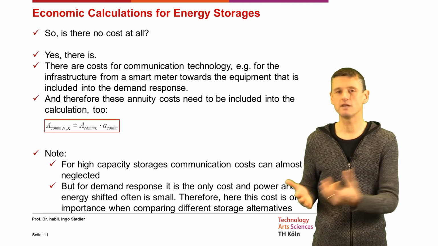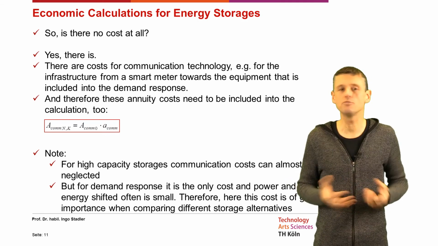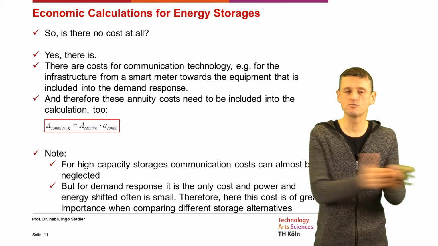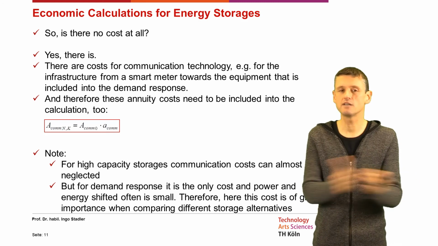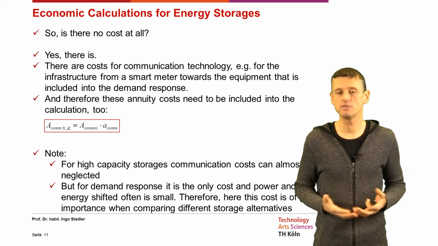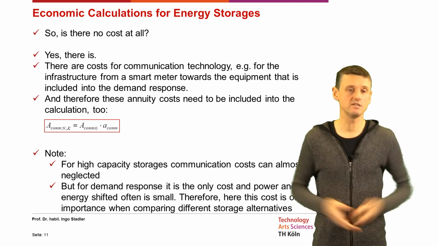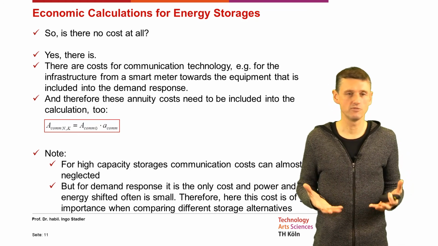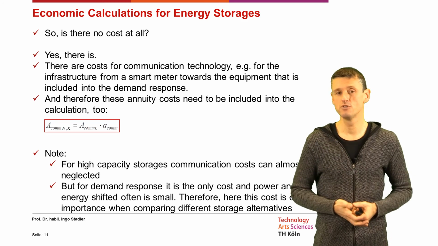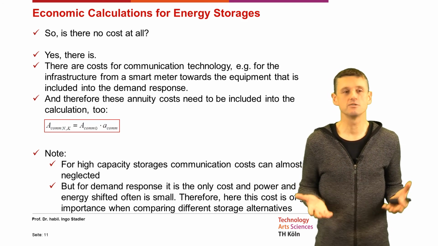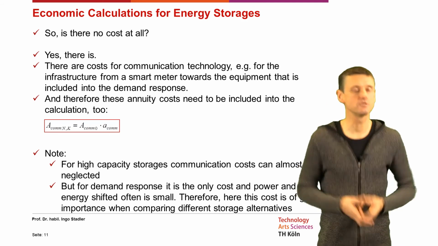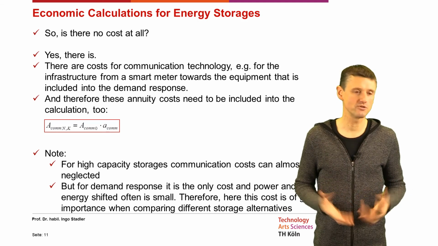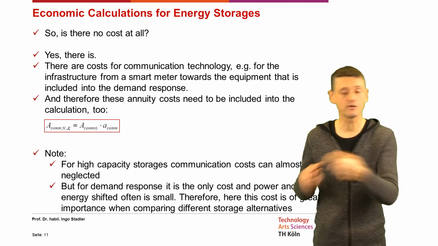But when we talk about demand response, demand side management, the communication cost is the only cost we have, and as quite often we can only shift small powers and small time shifts, small energies, that can make quite a difference in the economics of the energy storage. So we should make it, from a methodology point of view, for all storages: A_COM_NK is equal to the initial investment in the communication infrastructure times the annuity factor for the communication infrastructure. Although quite often it can be neglected.